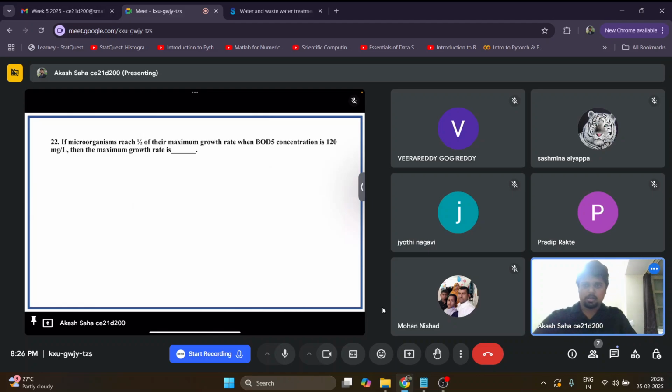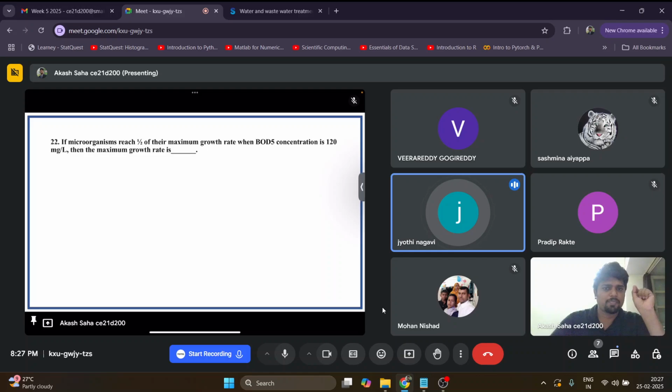It says that if microorganisms reach half of their maximum growth rate when BOD 5 concentration is 120 milligram per liter, what is the maximum growth rate? Okay, so just read the question carefully. It is saying if microorganisms reach half of their maximum growth rate when BOD 5 is 120 milligram per liter, then what is the maximum growth rate? So now tell me what parameter is given and what they are asking. There are two terms here. One term is given and one term is being asked.